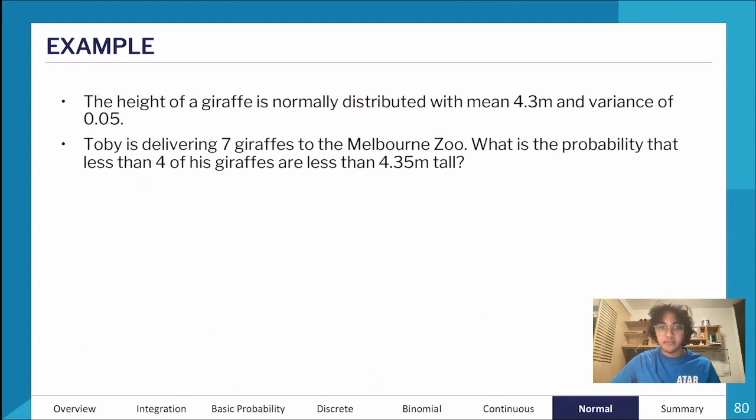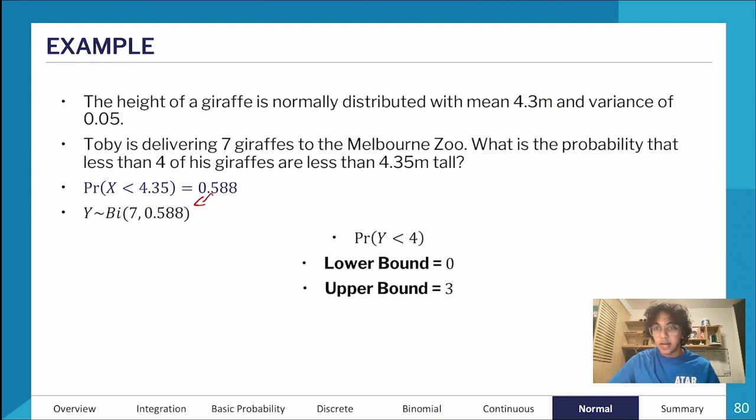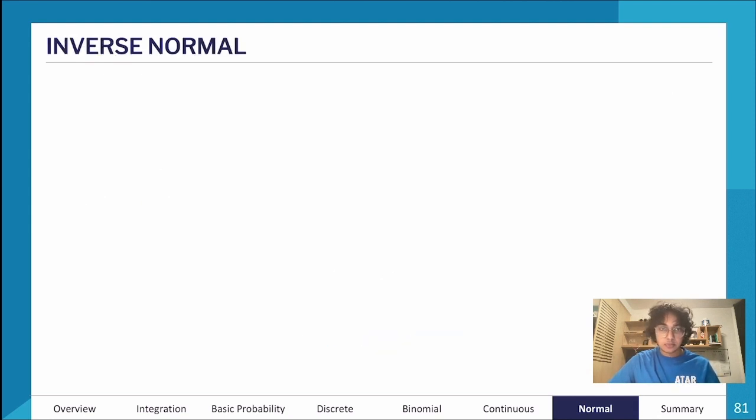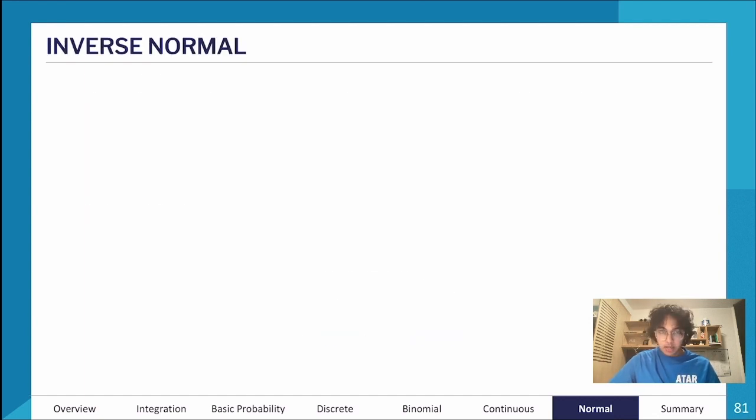We want less than 4 giraffes out of 7. So now we can do a success-failure sort of definition. Now we're applying a binomial distribution to a normal distribution. And so we can use this as our fixed probability, sub it in, and use a binomial distribution. Again, I'm going to be using binomial CDF. And there we go.